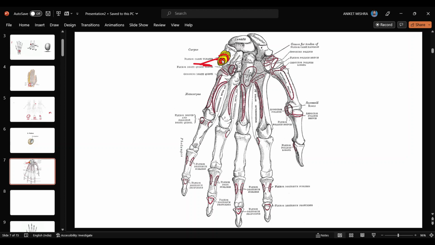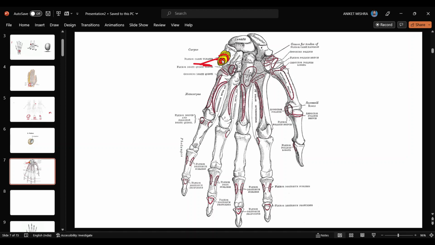When we talk about the ossification of the pisiform bone, it has only a primary ossification center that starts ossifying from the 9th year and is completed by approximately the 12th year. It is not the 9th month, it is the 9th year, and ossification is completed by the 12th year.